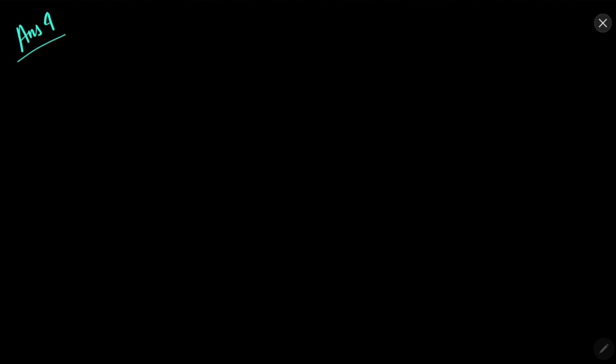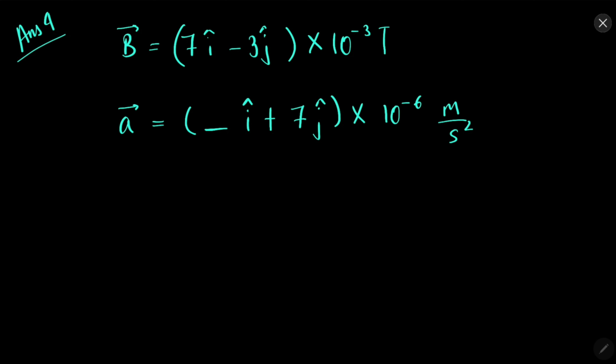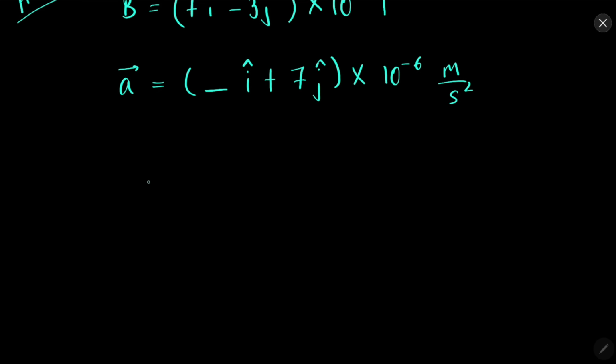So this is the fourth one. Magnetic field is 7 i cap minus 3 j cap into 10 to the power minus 3 Tesla. Acceleration is some value plus 7 j cap into 10 to the power minus 6 meter per second square. Now let's say this is x, an unknown value.